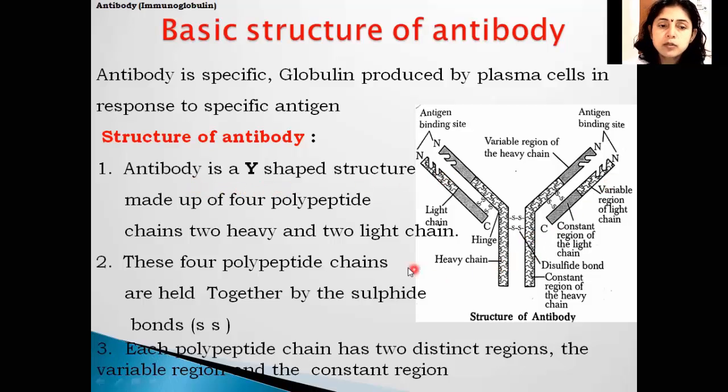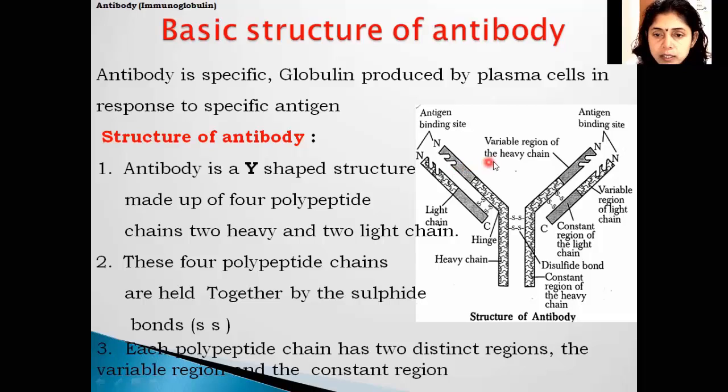Here you can see it is made up of 4 polypeptide chains, of which 2 are heavy and 2 are light chains. These 4 polypeptide chains are overall held together by disulfide bonds. So in this diagram, this Y-shaped structure, we are saying 2 heavy and 2 light.